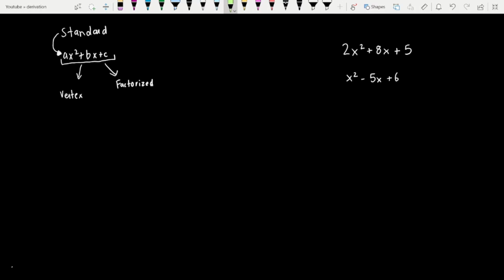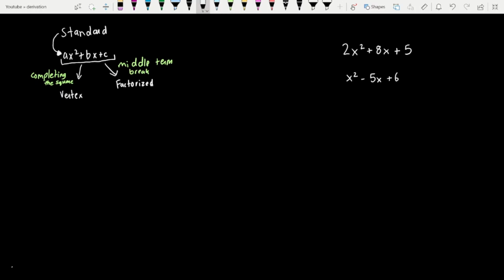But the method that you use to convert from your standard form to your vertex form, we call that method completing the square method. So we call this completing the square method. Okay, and then for factorization, we basically use a method that we call middle term break, which you guys have probably been using since your 8th or 9th grade.